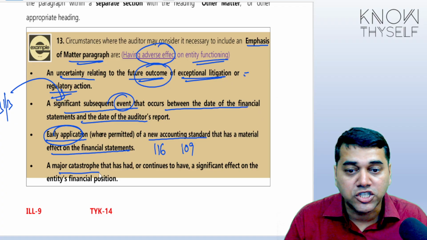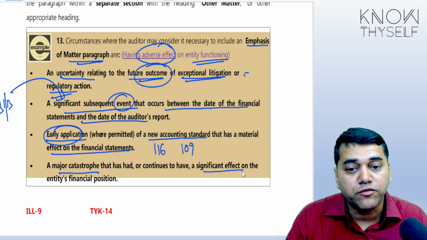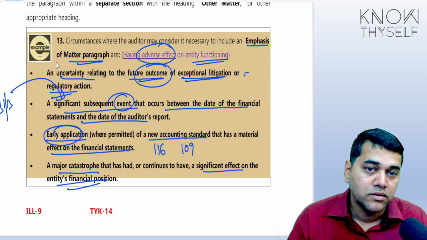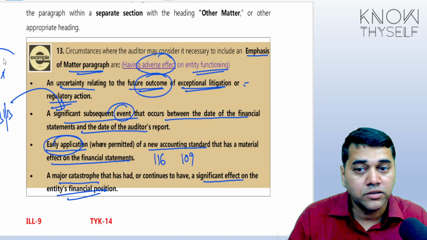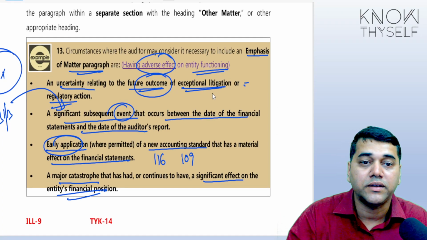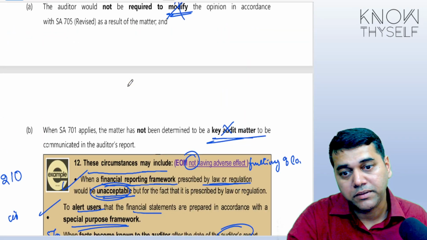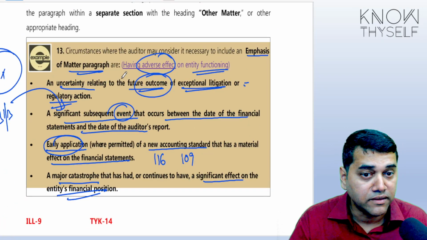And a major catastrophe, like a fire, can have a significant influence on the entity's financial position. So are you clear, students, with these examples? And please mark it as very important, because ICAI will definitely ask you some examples, and they could have given them together. You see here, one example is given here, another example is given here without a proper heading.